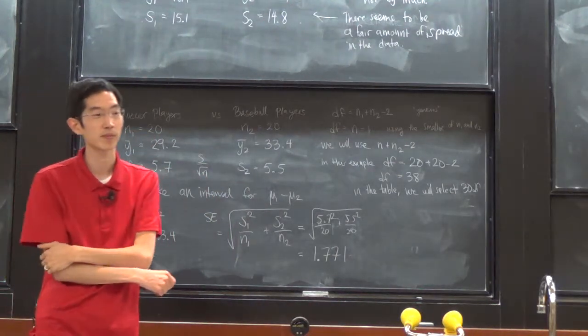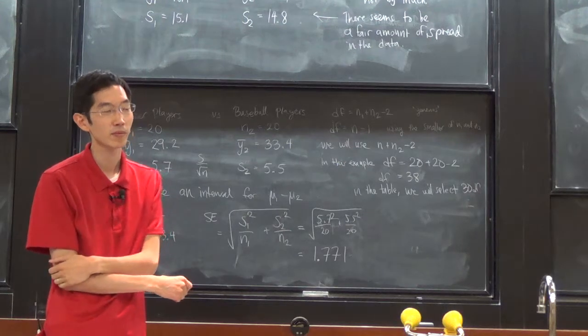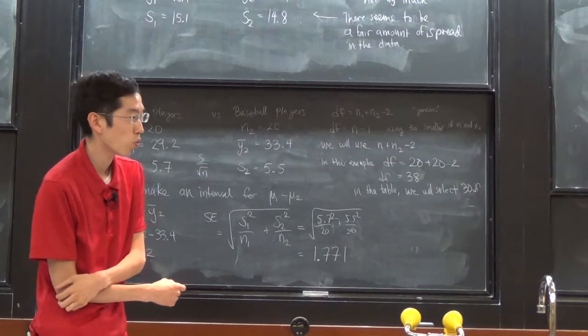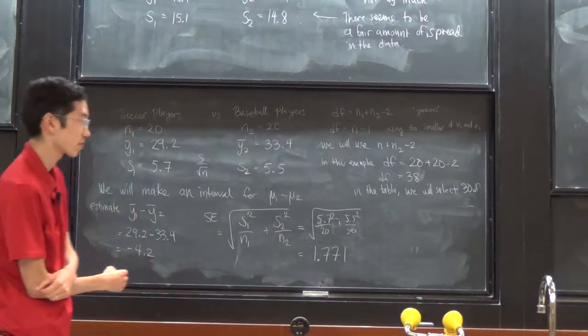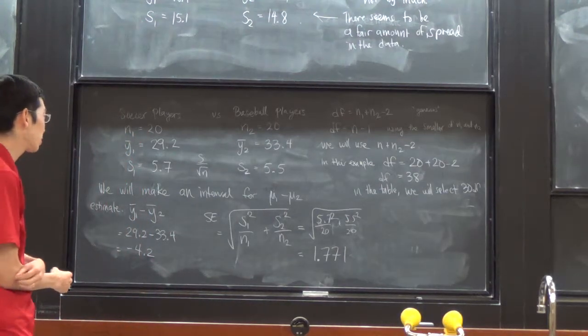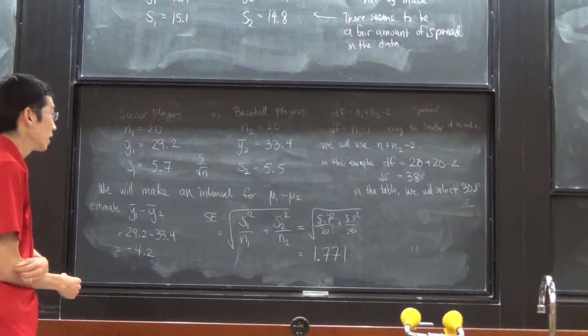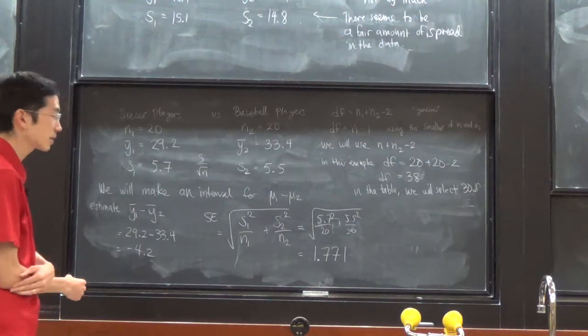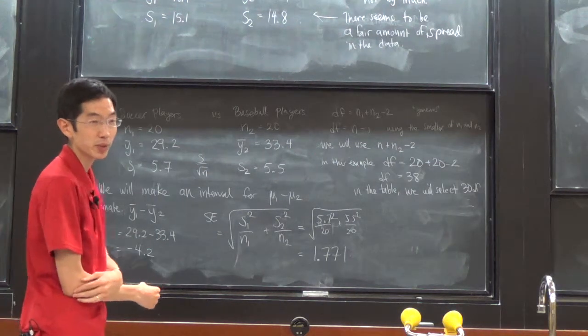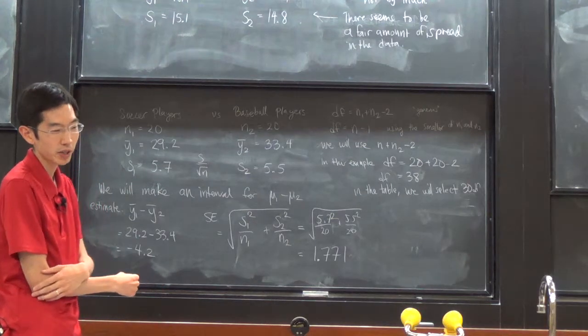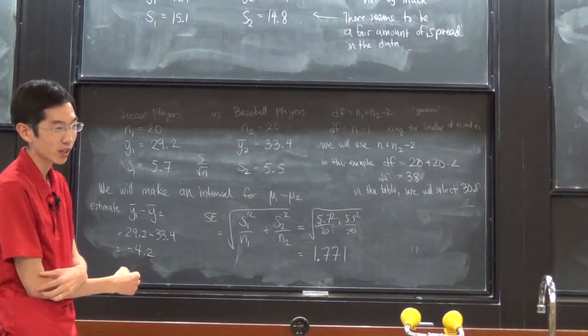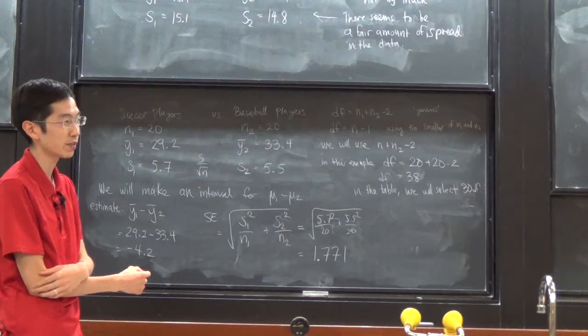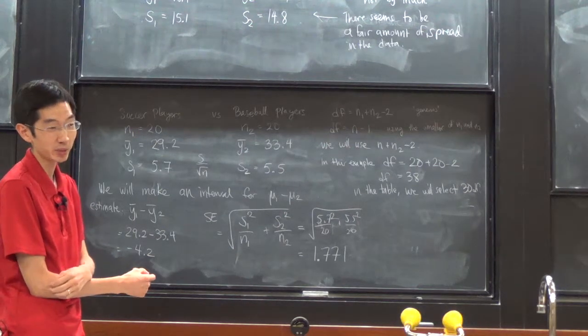Yes? Do you ever do more than two things, like more than two populations, where the degrees of freedom would be like n1 plus n2? Okay, so you could not do a confidence interval for more than two populations, okay? Because you can't have a difference between three items.